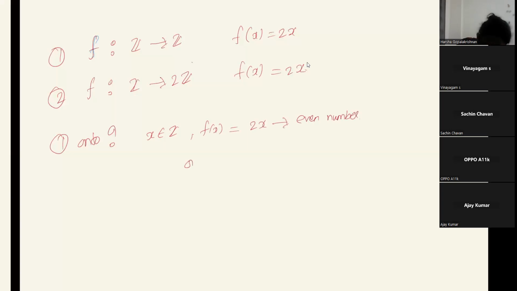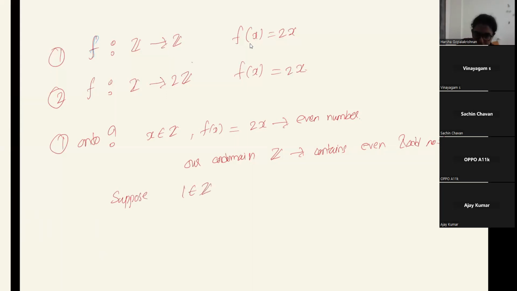But our codomain is Z. This set contains both even numbers and odd numbers. Correct? Our set contains even and odd numbers, but this f maps to only even numbers. What does that mean? The odd numbers are not mapped under the function. For example, suppose 1 in Z.